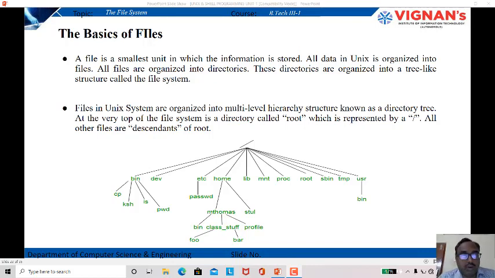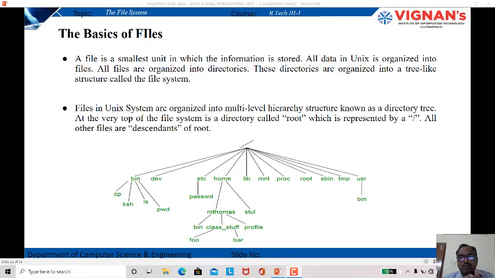Today we are going to discuss a new topic known as the basics of files. Before we discuss the hierarchy of files, we will know the definition of a file. What do we mean by a file? A file is nothing but the smallest unit where we can store some information or data. Whatever the information in the Unix operating system, it is organized into files.